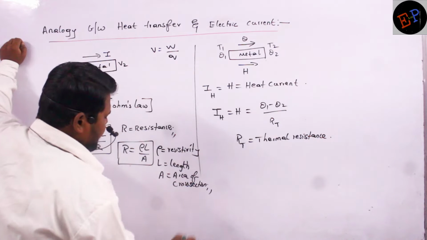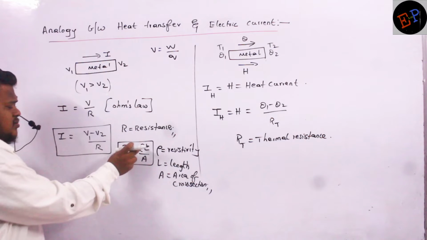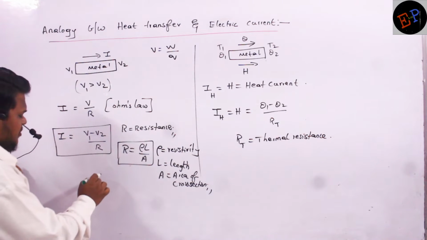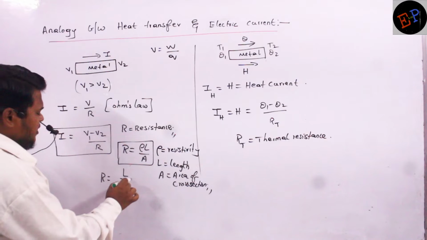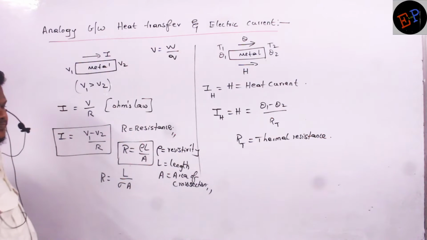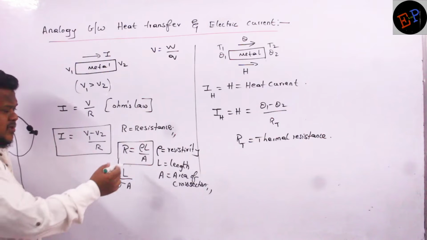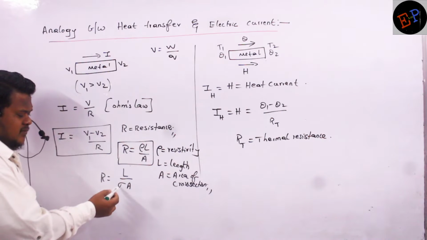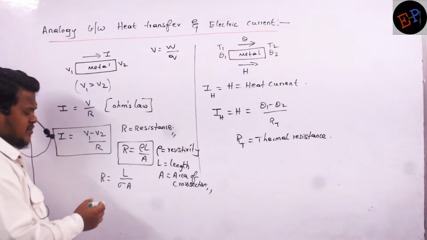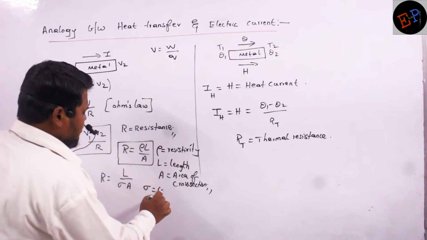Are you able to understand? So R can be written as rho L by A. The same resistance I can write as L by sigma into A also. Now, instead of rho, I have written sigma here. And what is meant by sigma? Sigma is called conductivity.